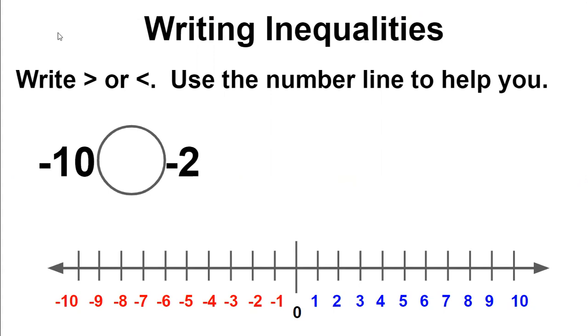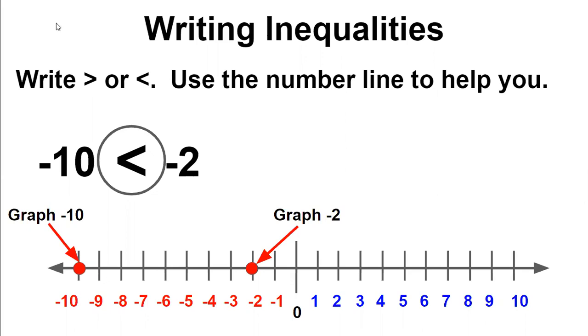Let's plot our points. We have -10 and -2. There's -2 and there's -10. The number that goes farther to the right is the bigger number, and Pac-Man needs to eat the bigger number. So there it is. Pac-Man is eating the -2. How do we read the statement? -10 is less than -2.